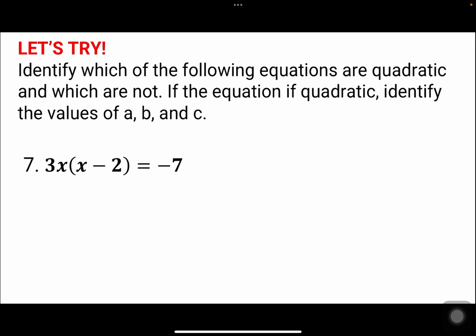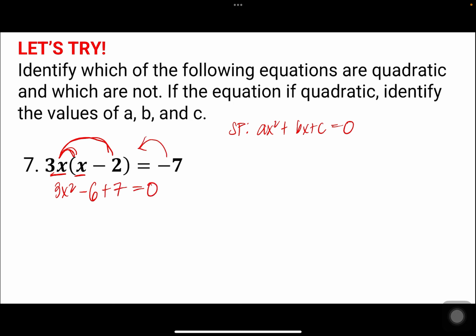Number 7. As you can see, ito katulad ng example number 2 natin, no? Kailangan muna nating i-distribute. And then, ayusin natin sa standard form na ax squared plus bx plus c is equal to 0. So, 3x times x is 3x squared. Ito lang muna. Then, 3x times negative 2 will be negative 6. Then, ito, ita-transpose natin, magiging positive 7 na siya, equal kay 0.